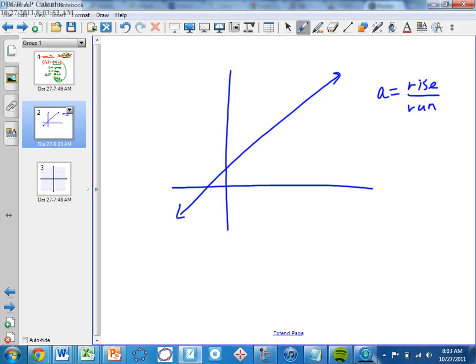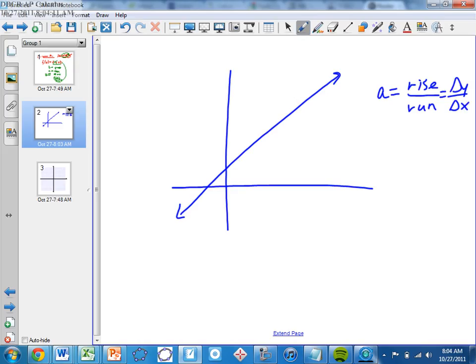Anybody else with another definition or another interpretation? Because there are many interpretations. What is it? Not x over y. Delta y over delta x. Very good. Delta y over delta x. Be careful, John. You said it backward.